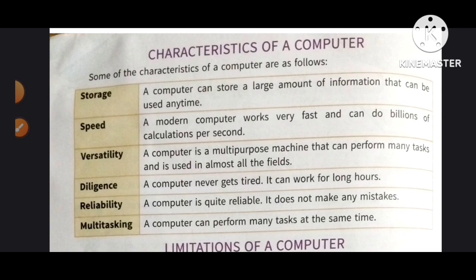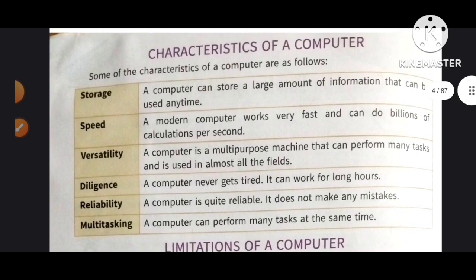Second characteristic is speed. Speed means what? A modern computer works very fast and can do billions of calculations per second, because it is a machine, so it has a lot of accuracy with high speed. We can work very fast.